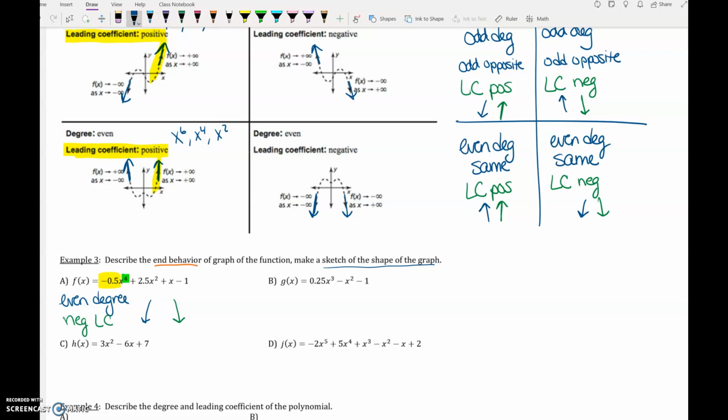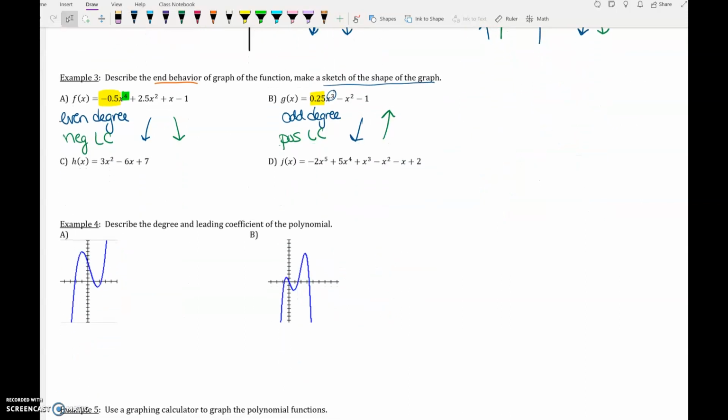In the next one, our degree is 3. 3 is an odd number. So this is an odd degree. Odd opposite, they're going to point in opposite directions. The leading coefficient is positive 0.25. So we have a positive leading coefficient. Positive leading coefficient means the right side points up. Odd degree means that the left side is going to point in the opposite direction. Pause the video and try C and D on your own.